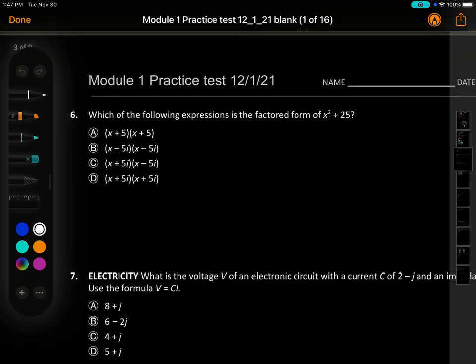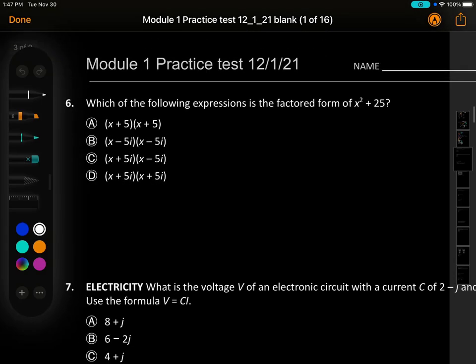All right, let's go over question number 6. Which of the following expressions is the factored form? We'll spend more time on this in the next module, but factored form essentially looks like this.